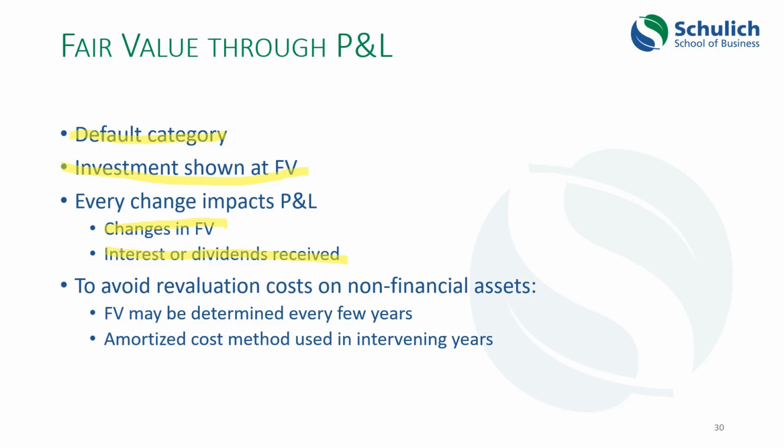So what a company might do is use the fair value every few years, like every 3 years or every 5 years. And in between those times, it will use the amortized cost method simply to save on the revaluation costs. So this is not an attempt to get around the consequences of the fair value influencing the profit and loss statement, because every time the fair value is determined it is going to have that impact. It's simply to avoid the cost of the revaluation, which, as I say, can be substantial.